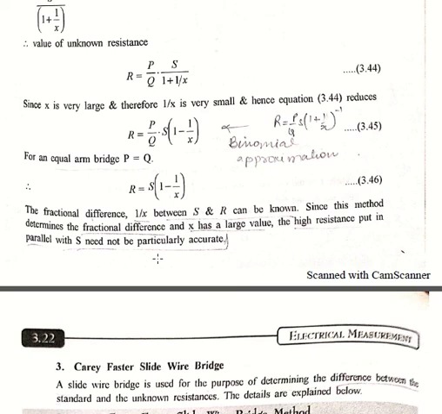So in this lecture we have studied the galvanometer current in the Wheatstone bridge method, the advantages and the precautions that need to be taken, and we have learned the method for precision resistance measurement by Wheatstone bridge. In the next lecture we will be studying the Carey Foster slide wire bridge as part of the measurement of medium resistances.